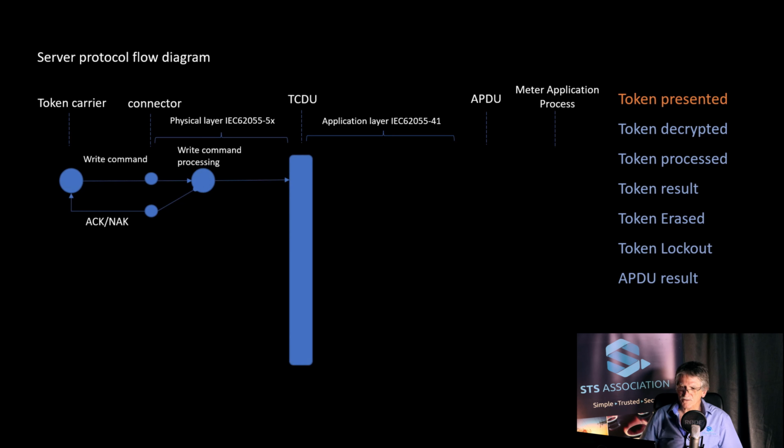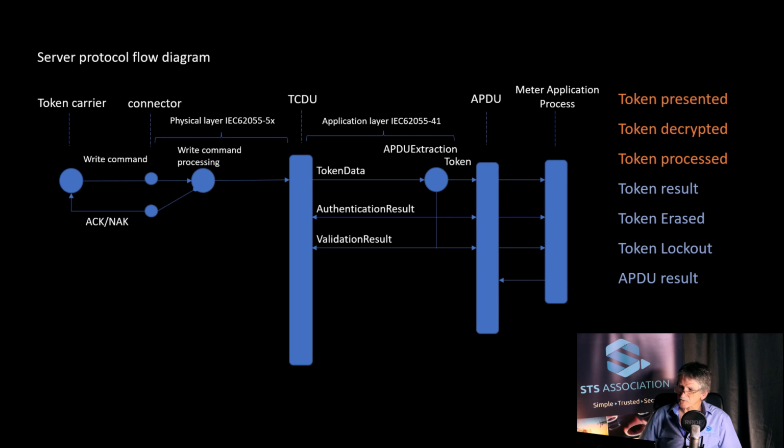So what happens, let's say you have a write command coming in. The write command is processed, and at this point you can send back an ACK or a NACK. It goes through to the TCDU. The token is then decrypted, and the token data is extracted from there. At this point you get an authentication result and a validation result that are generated, and they can be sent back to the TCDU, but at the moment they're just held there. They're also sent forward to the APDU.